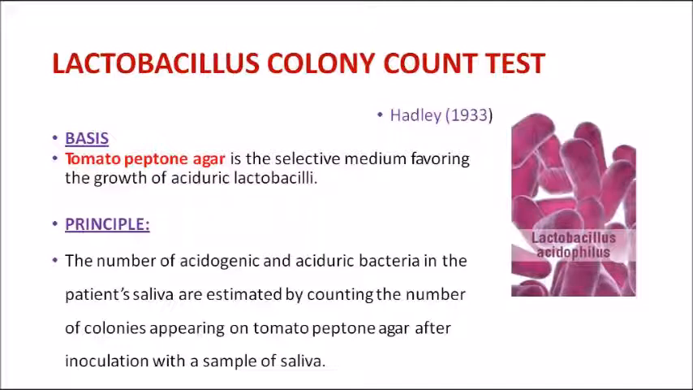Tomato peptone agar is a selective medium favoring the growth of acidouric lactobacilli. Very important. This can be asked as a question: which is the selective medium used for the growth of lactobacillus? It is tomato peptone agar. And what is the principle? The number of acidogenic and acidouric bacteria in the patient's saliva is estimated by counting the number of colonies appearing on the tomato peptone agar after inoculating with a sample of saliva. Here we are just counting the number of colonies formed after inoculating the saliva on the peptone agar medium.